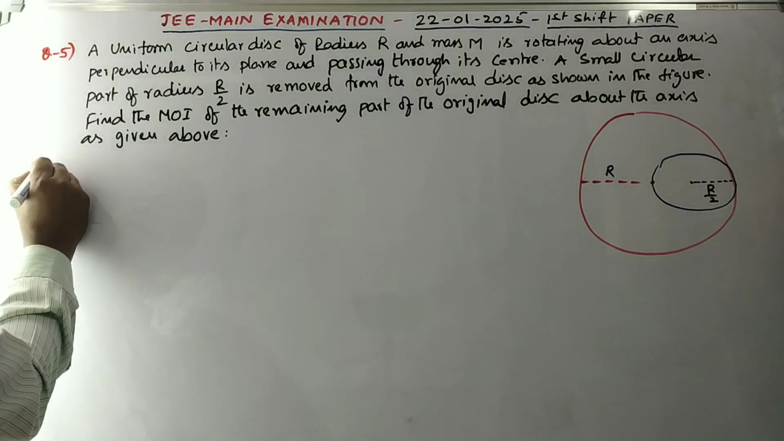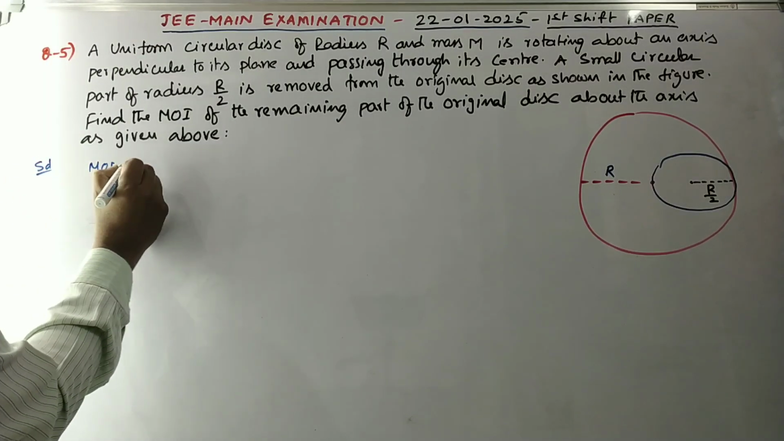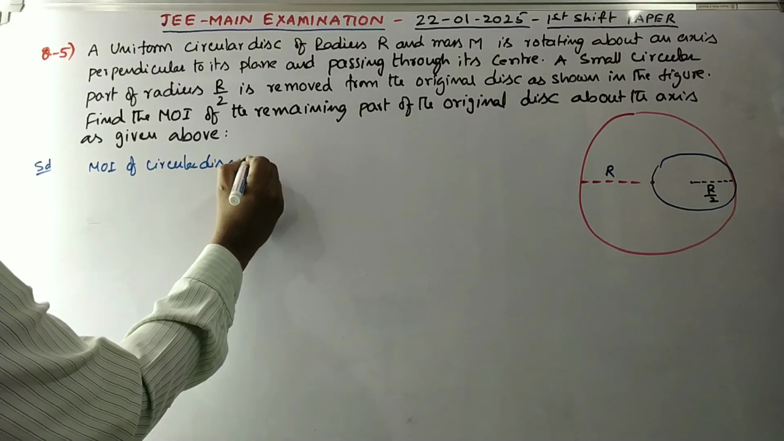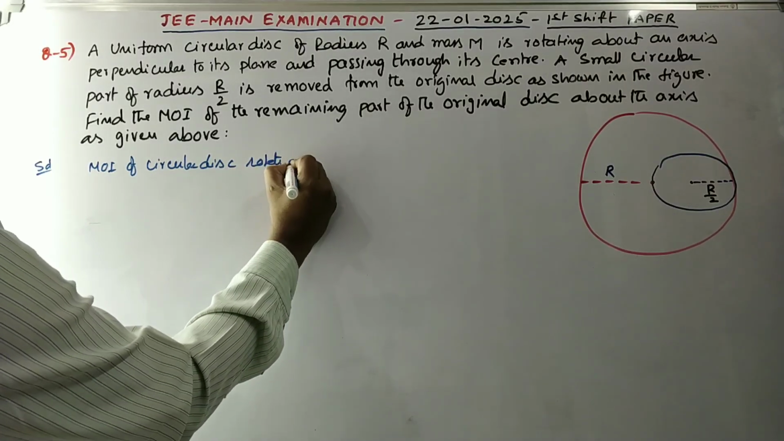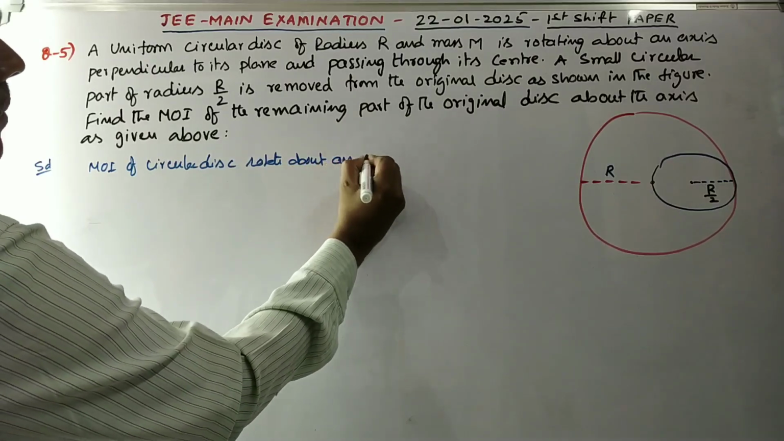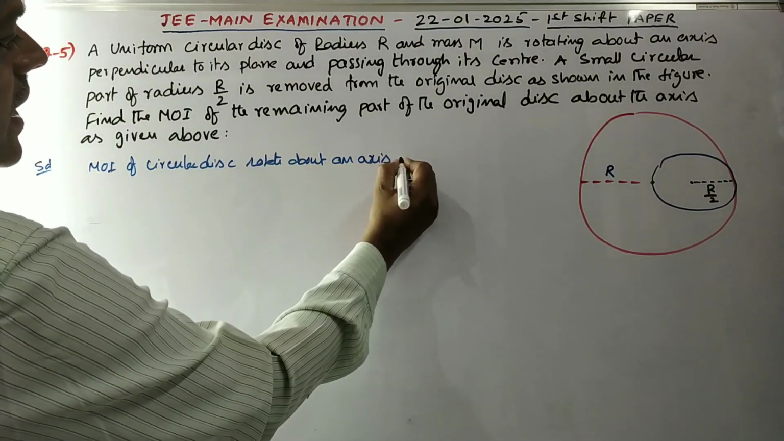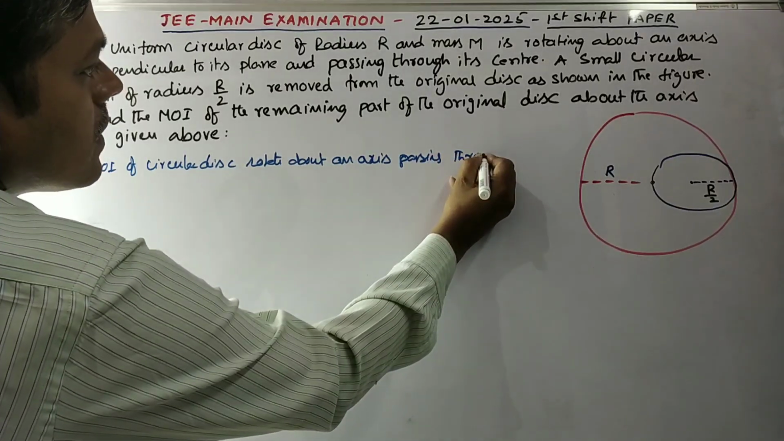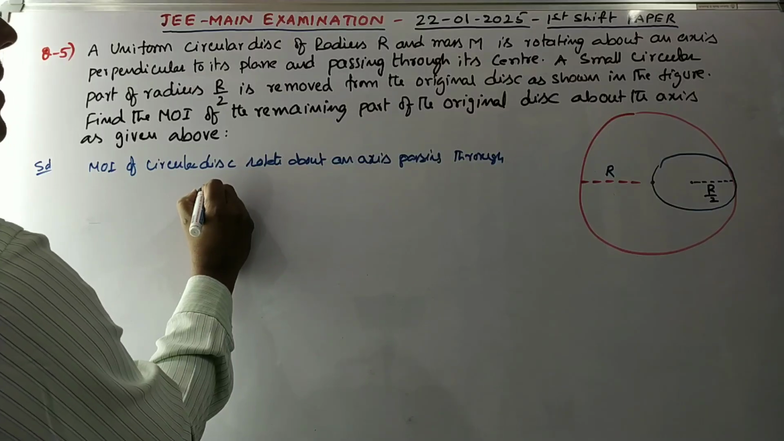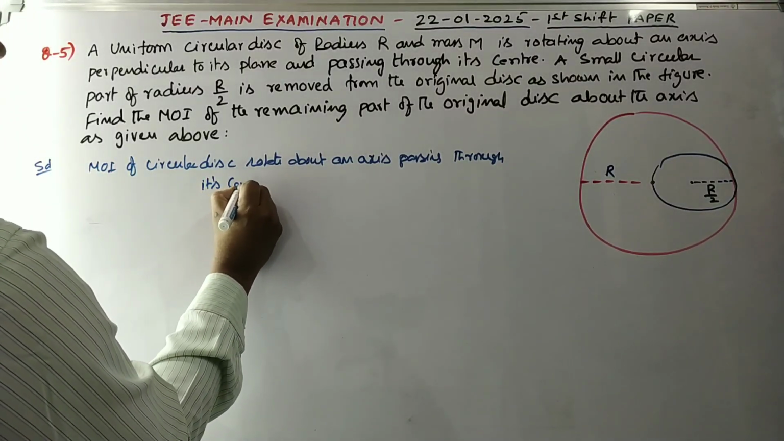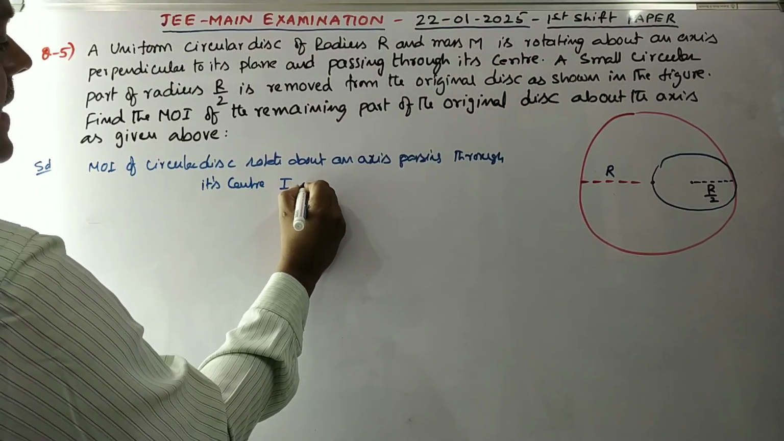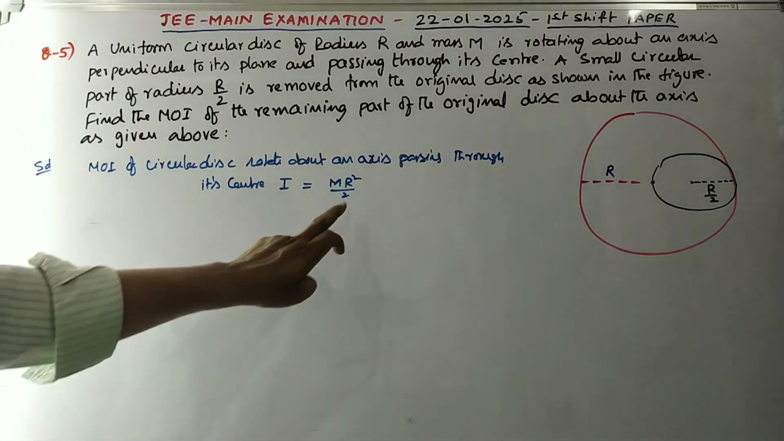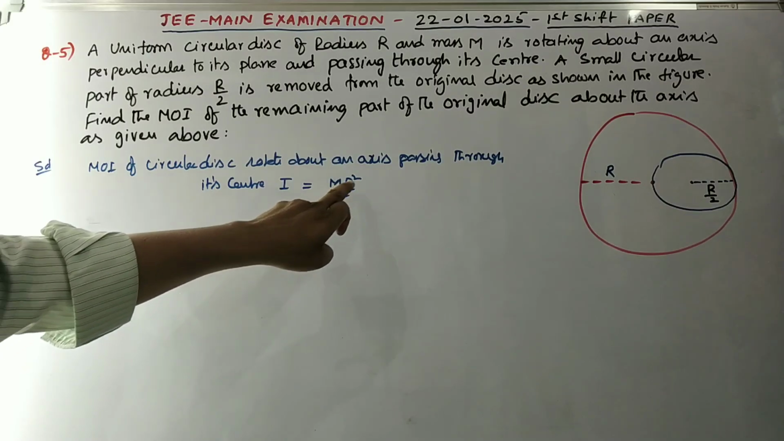So the moment of inertia of a circular disc rotating about an axis passing through its center is equal to M r square by 2. You know this very well. I is equal to m r square by 2.